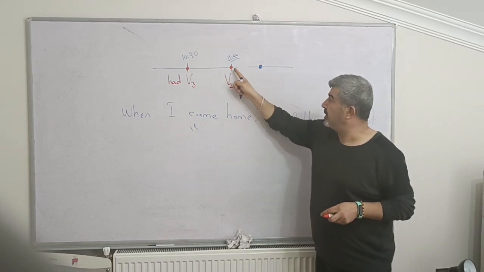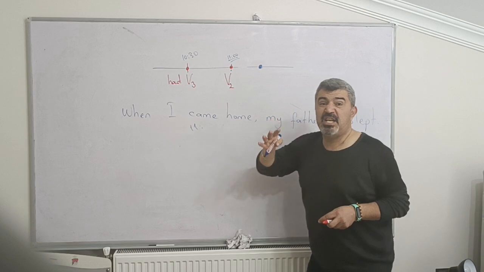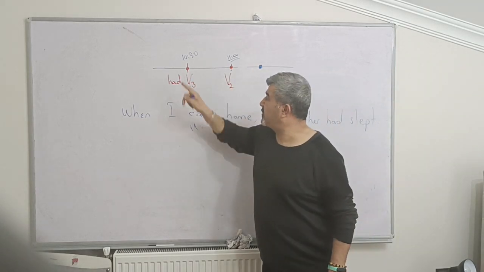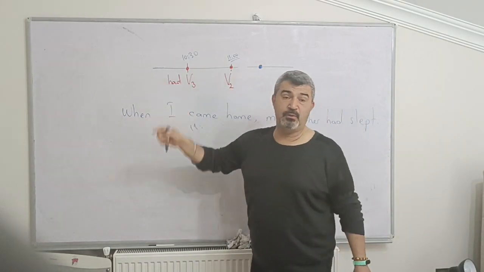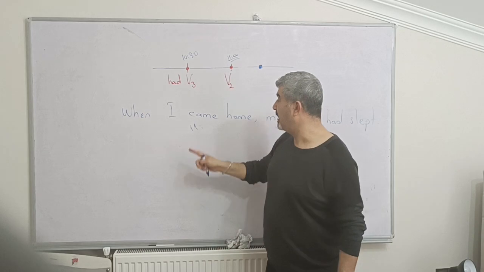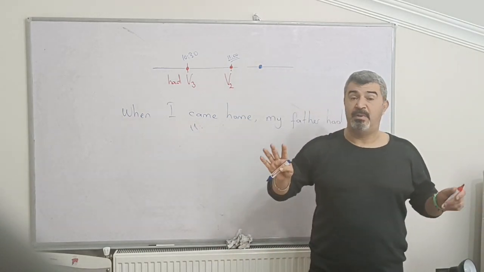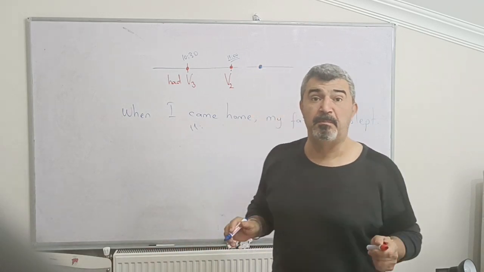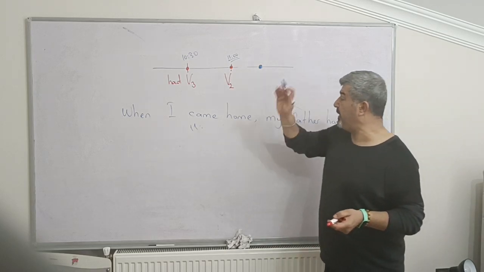So this action is nearer to present time. We use simple past. This action is far from the present time. We use past perfect tense. At first your father slept. Later you came home. So your father didn't see you when you came home. Another example.